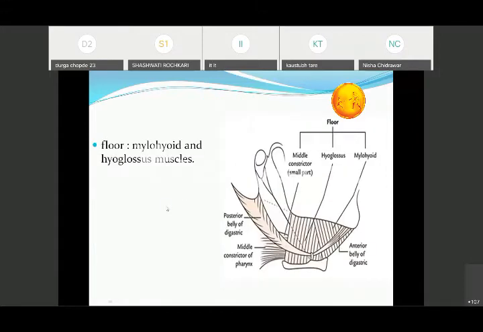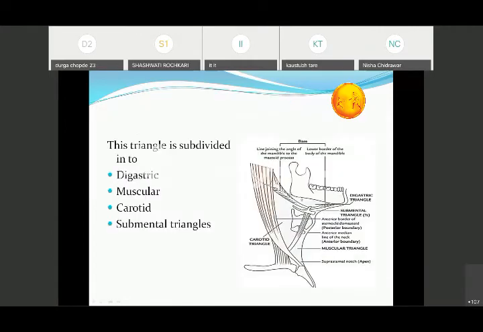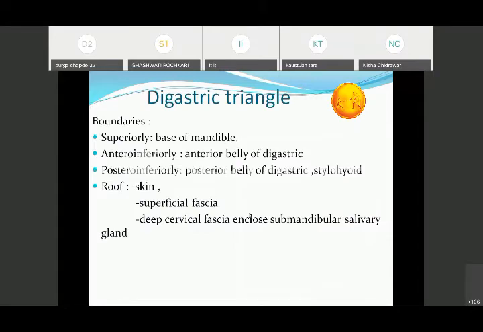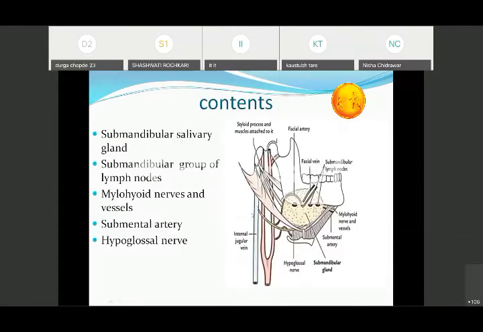So I am repeating the boundaries of the digastric triangle again. Superiorly, there will be the base of mandible. Here you can see. Antero-inferiorly, the anterior belly of digastric. Postero-inferiorly, there will be the posterior belly of digastric. So this is about the digastric triangle.